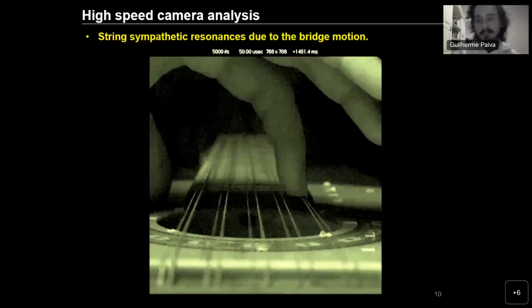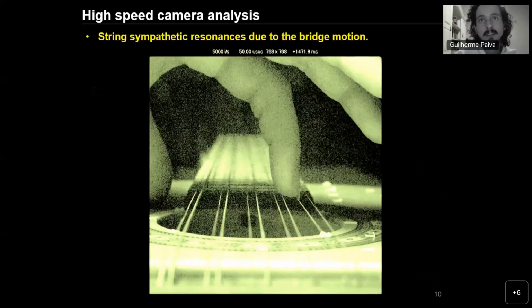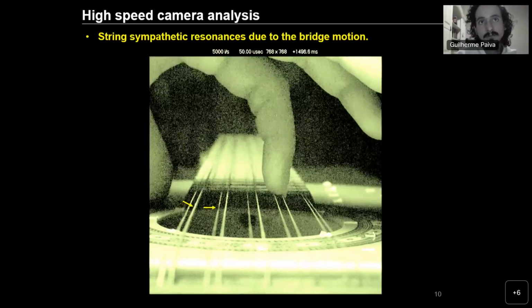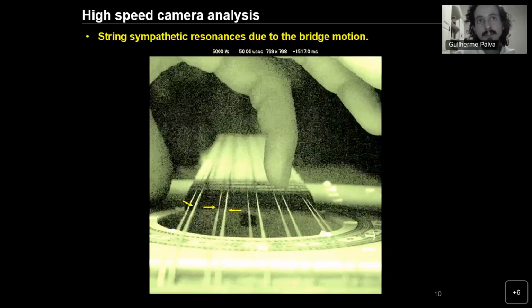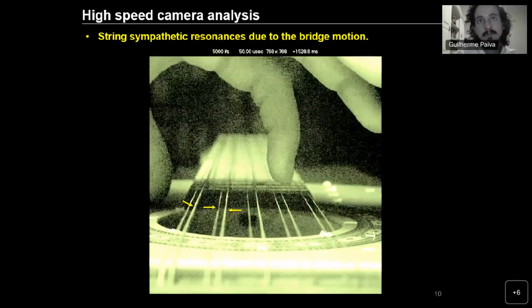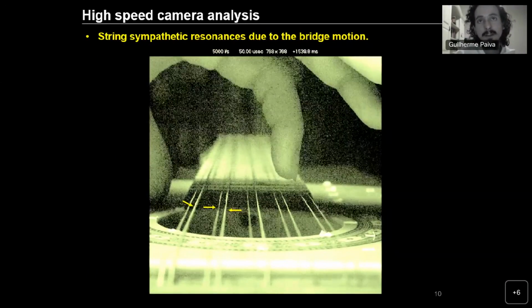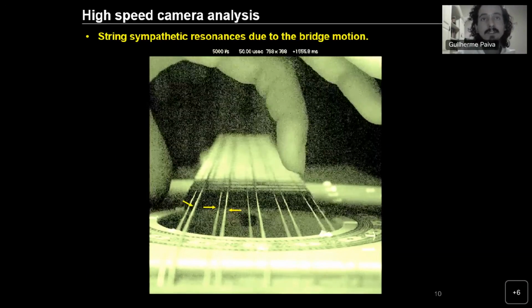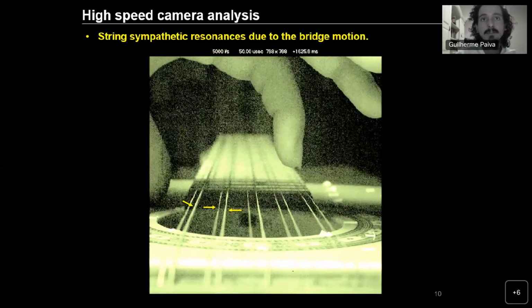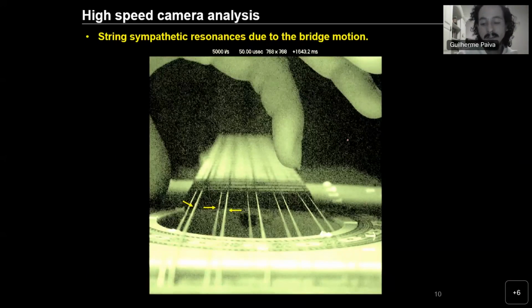So in the second video, a single pair of the viola caipira is plucked. So we can note also that the other strings vibrate. These are sympathetic resonances, okay, which is due to the energy transfer through the bridge.